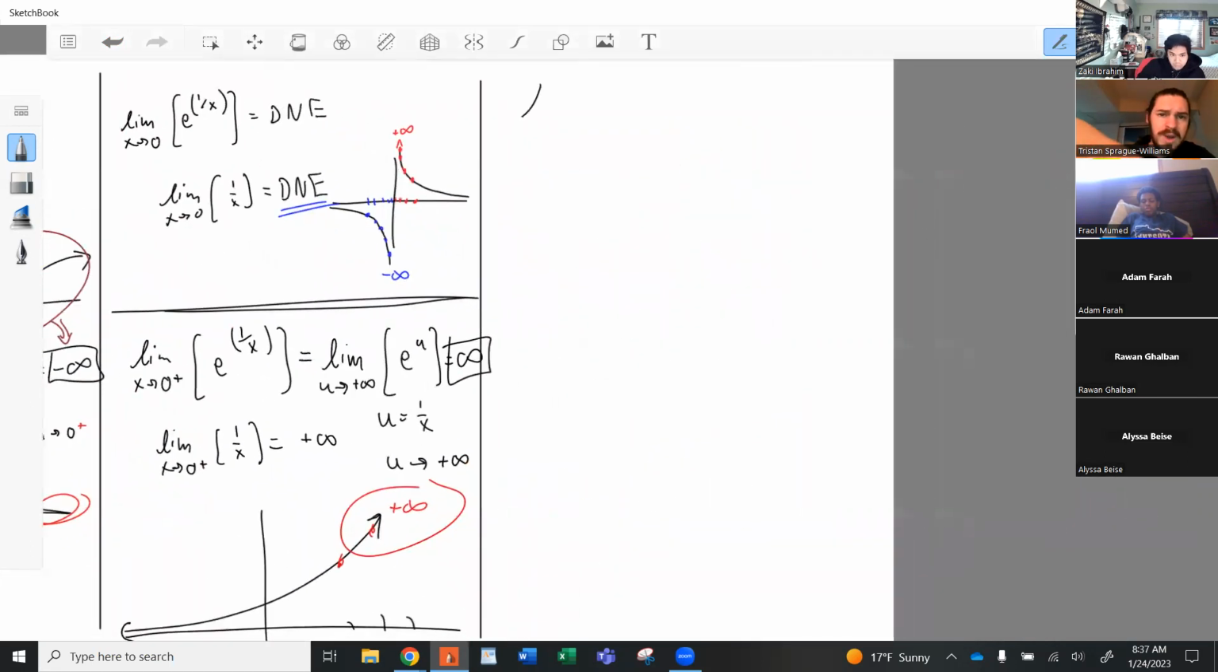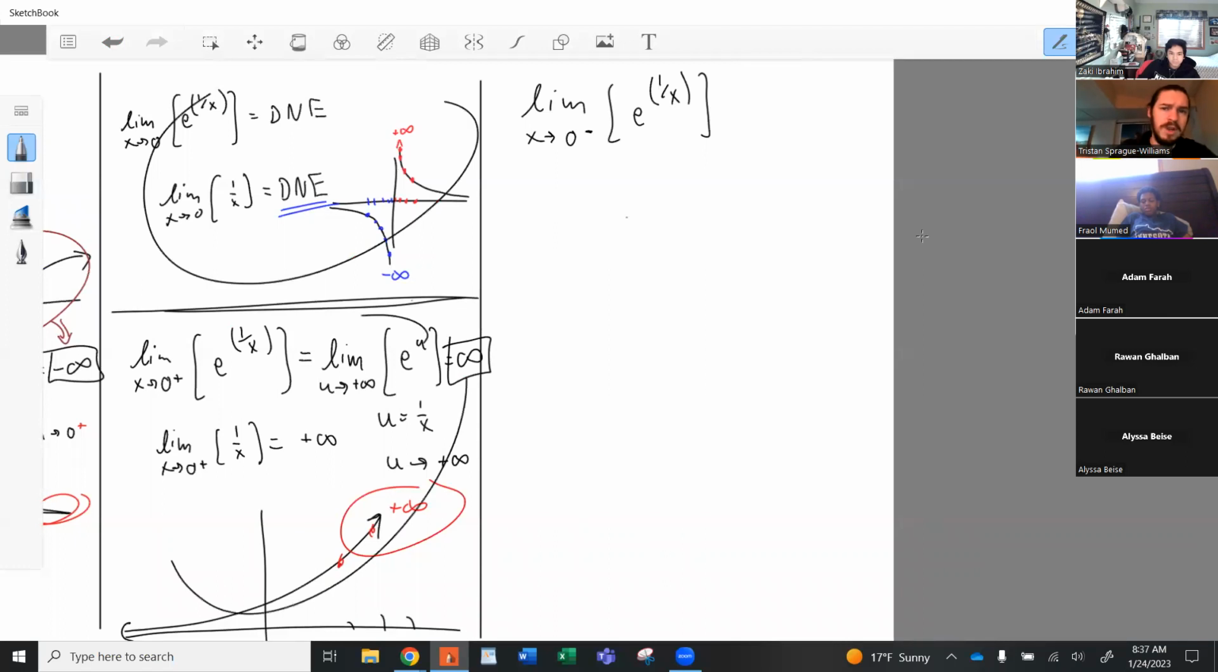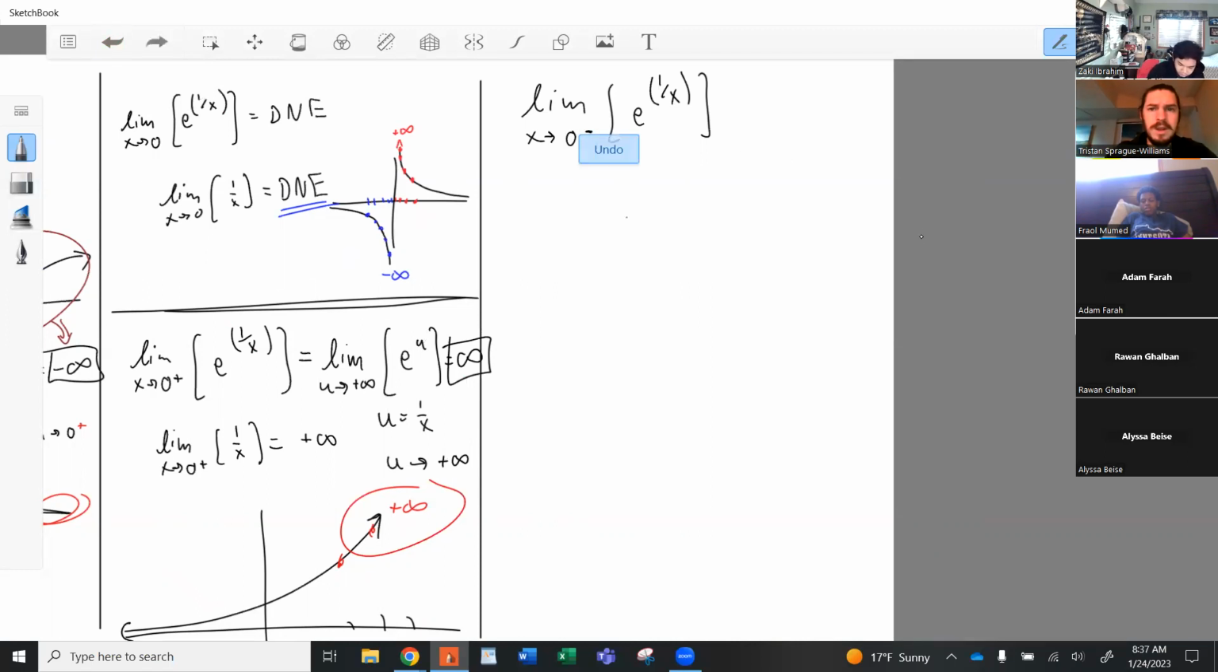Now, contrast that with if we had been approaching 0 from the left of this function, e to the 1 over x. I'm sticking with the exact same function. These 3 examples here are all with the exact same function. Now if I'm approaching 0 from the left, things work out a little differently. When I look at 1 over x, this time I've got this side. So now it's negative infinity. So now I have u approaching negative infinity when u equals 1 over x.